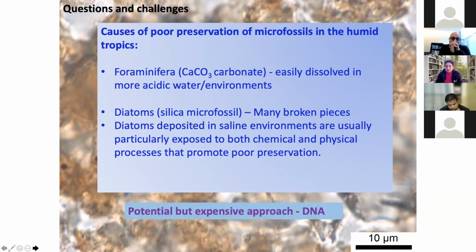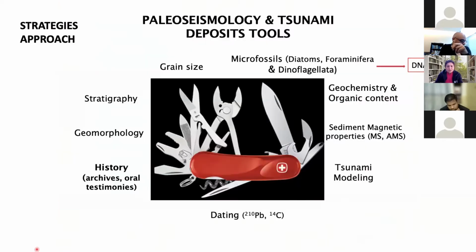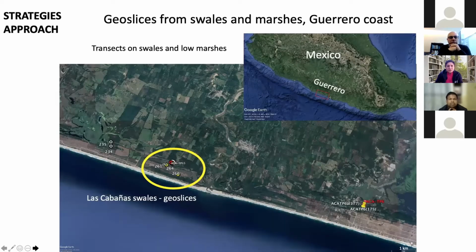So one potential approach, but it's very expensive for us, is using DNA to find the record of these microfossils. And so what we are doing in the humid tropics is a multi-proxy approach, using different tools. And the next one that we are trying to use is DNA to determine and to prove the provenance of tsunami deposits. And I'm just going to give you a brief tour of what we're doing now.